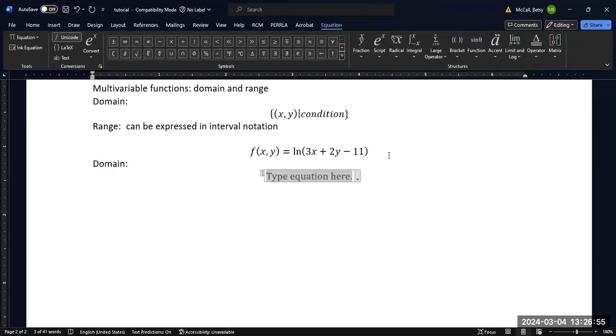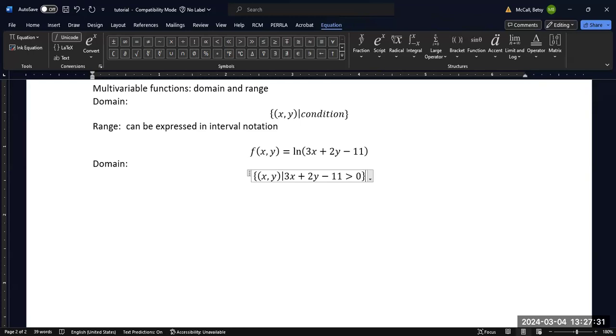The domain is going to be, again, we have to put it in the set notation form. And the condition, remember that for log, it's log of something. And the domain in the one variable case, that something that's inside the log has to be greater than 0. Not greater than or equal to 0, but strictly greater than 0. So our condition here is basically that this expression must also be greater than 0. That's our requirement.